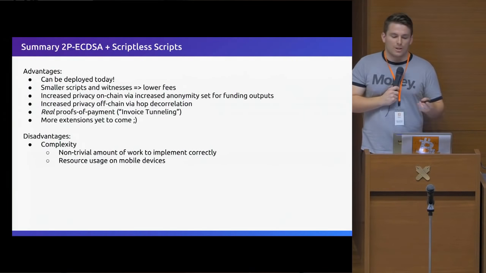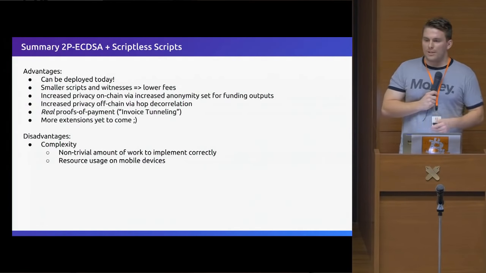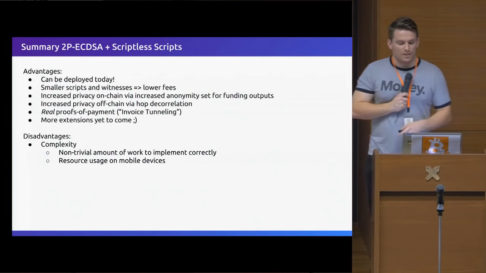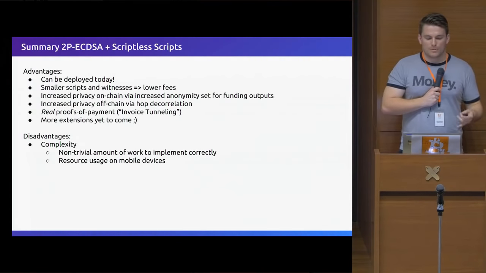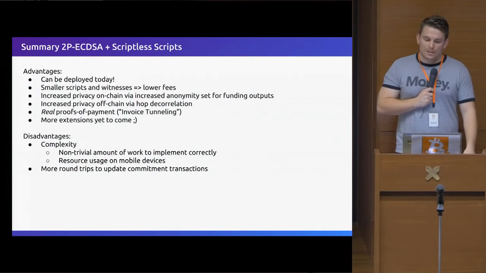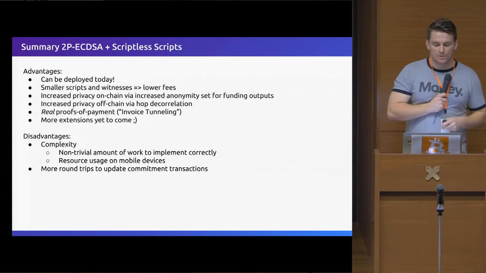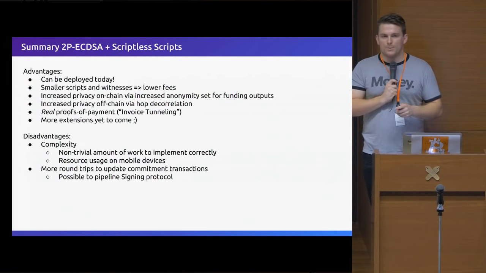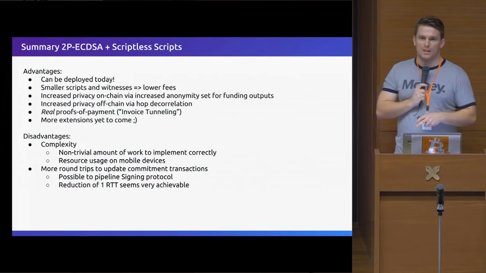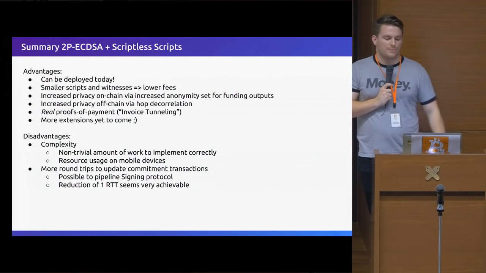Also, on a mobile device, this may not be the most practical protocol. We'll see how far we can get in terms of efficiency on that front, because maybe you don't have as many cores to do all these proofs in parallel. And the only other downside is that it takes more updates to update a commitment transaction. You're going to have more round trips there, so that could be perceived as more latency. However, it does seem possible to pipeline the signing protocols such that you can shave off a round trip at the very least, and maybe more, but we're going to leave that for future work.